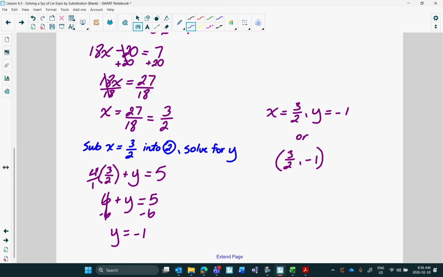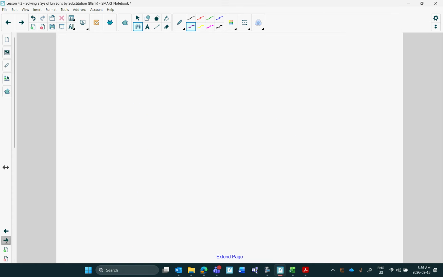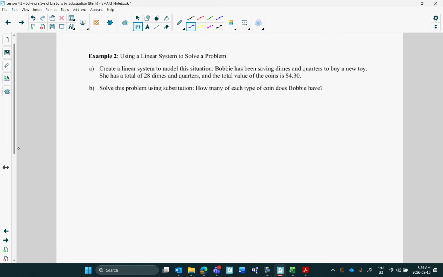So we could have solved that one by graphing, but that would have been hard to see because this is a fraction. How do I know if it's 3/2? It's hard to read fractions as coordinates on a graph. Okay, last question because I'm not going to do example 3.